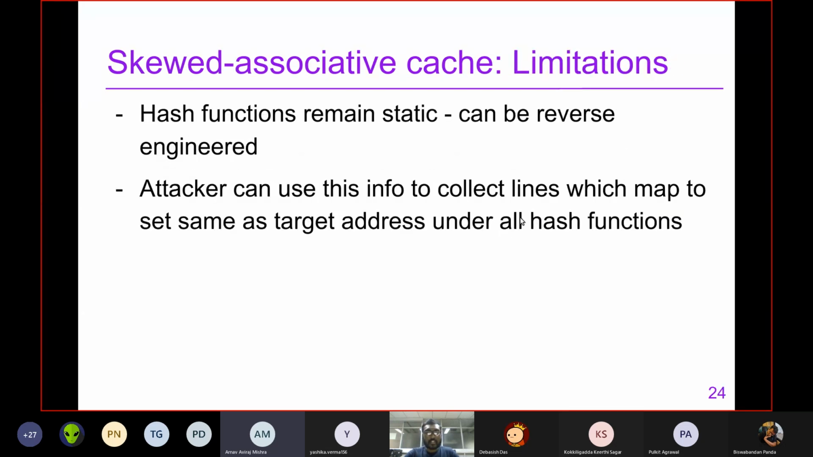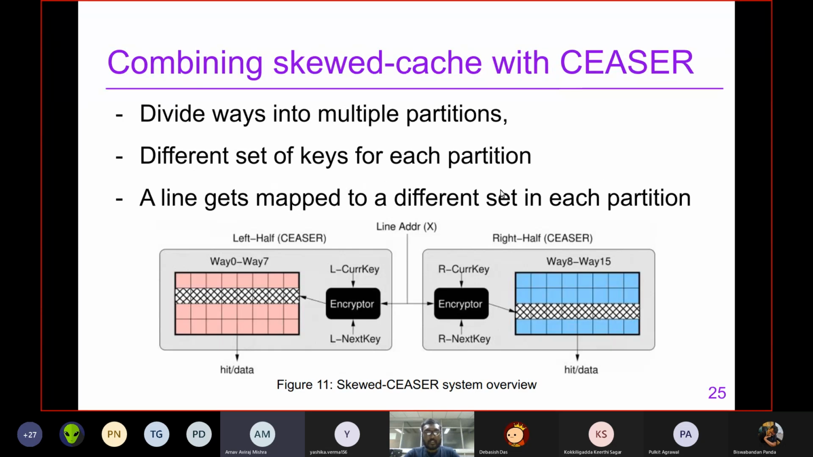Since the problem arises because of these static hash functions, what we can do is that instead of having h1 and h2 as static functions, we deploy Caesar instances on both sides, on both the partitions. Their idea is that they combine the idea of skewed associative cache with Caesar, and they divide the ways into multiple partitions like the skewed associative cache, and each side uses its own set of keys, and one line can get mapped to a different set on either partition.